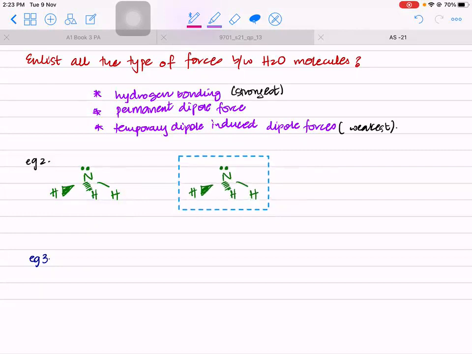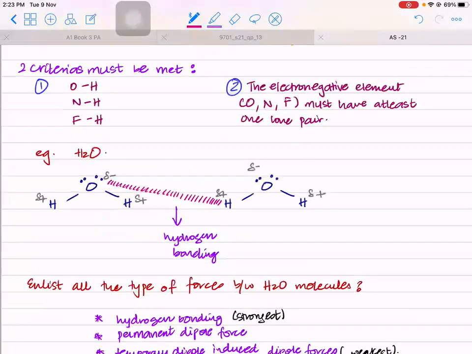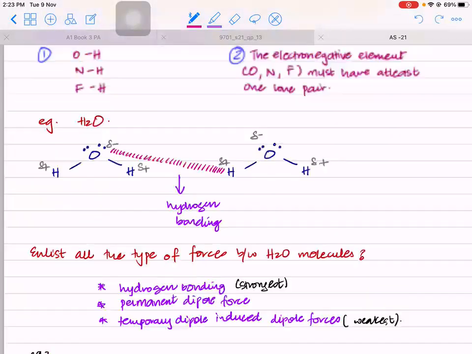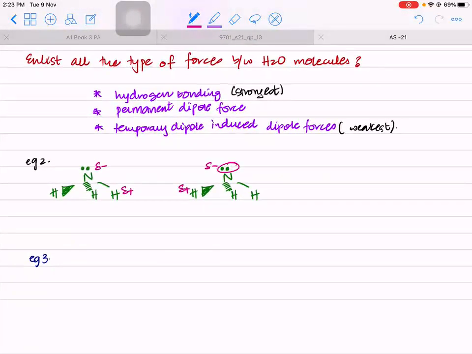So you have ammonia. Now let's see, in here, nitrogen is partial negative, hydrogen is partial positive. So I'm just showing these dipoles right here. Do you have N bonded to an H? That's the first criteria. The second criteria, the electronegative element must have at least one lone pair. Do you have that? Yes. So which type of bonding can exist between the two? Hydrogen bonding.